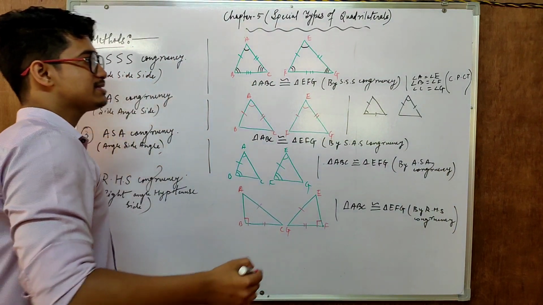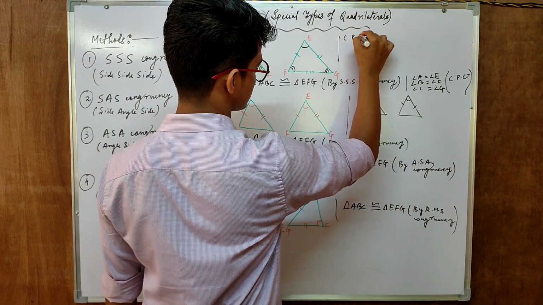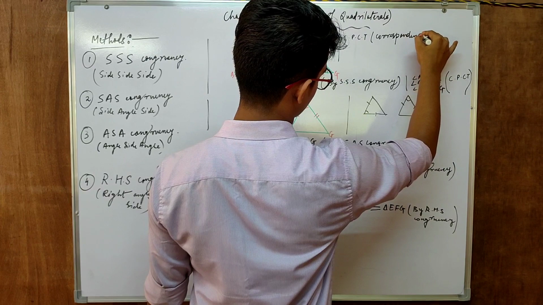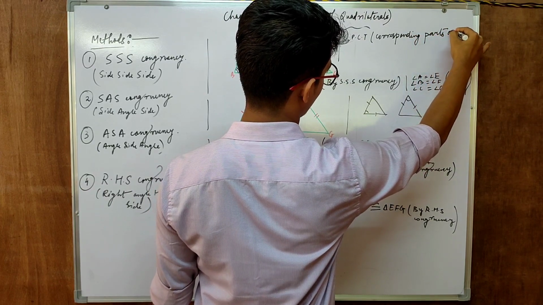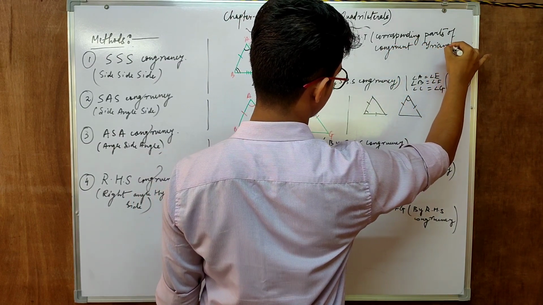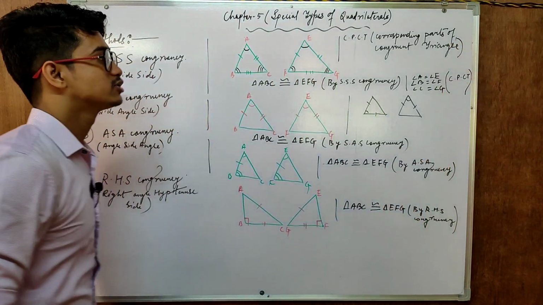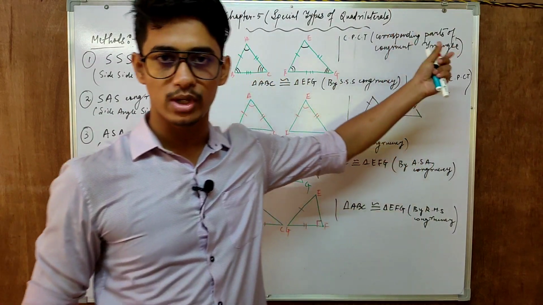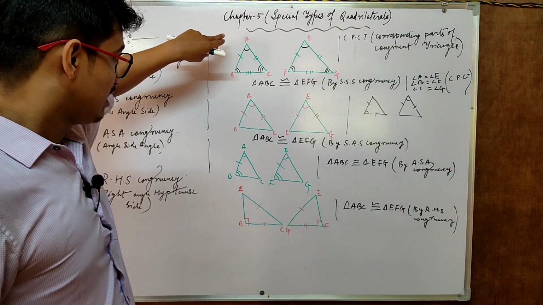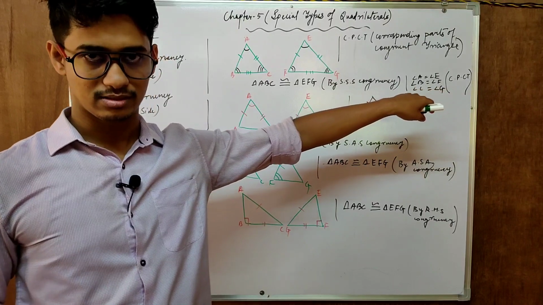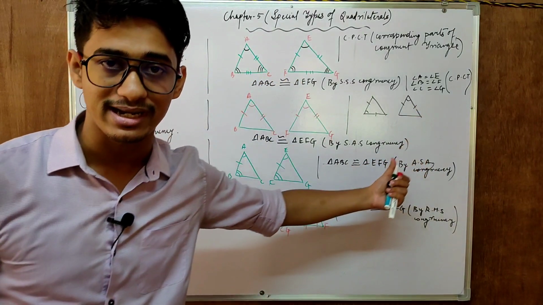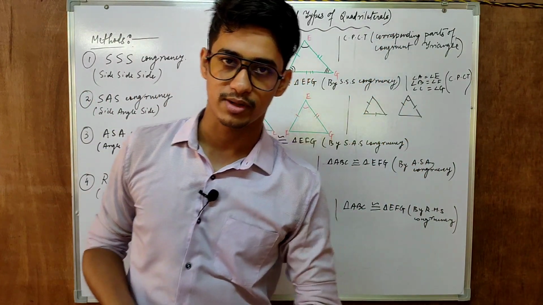So what does CPCT mean? It means corresponding parts of congruent triangles. So after congruency, the corresponding parts are automatically equal with each other. In that case, after congruency by the SSS method, all the angles are automatically equal with each other. By which criterion? By CPCT, that is, corresponding parts of congruent triangles.